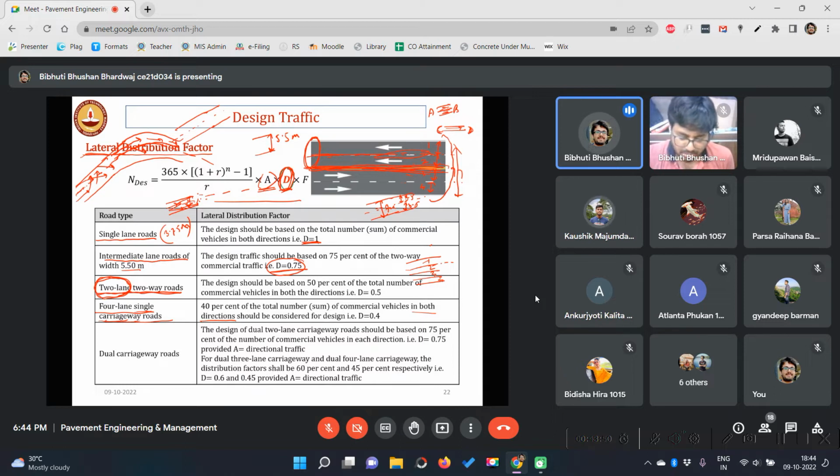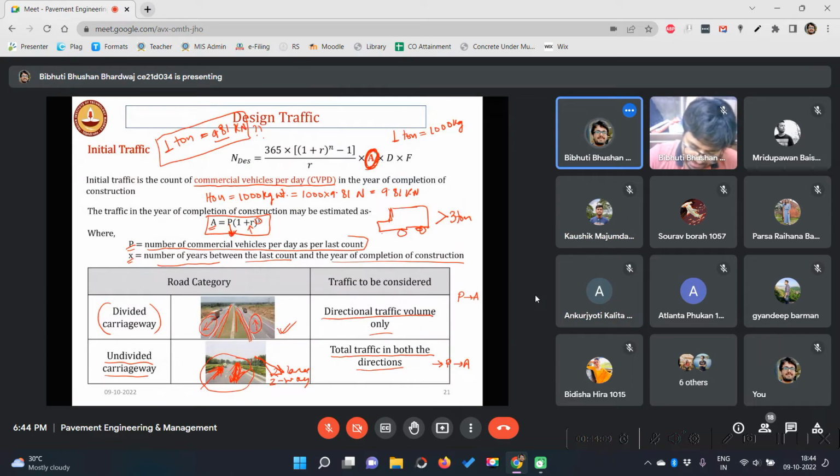All right. So, like four lane carriageway, this is 0.4. Two lane two way, this is 0.5. Dual carriageway, this is 0.6 and 0.45, provided A is directional traffic. Whenever you report A or P, if it is a divided carriageway, then you should take only one direction. Don't sum up. But if it is undivided, then you can sum up this plus this, and report that value as P or A.